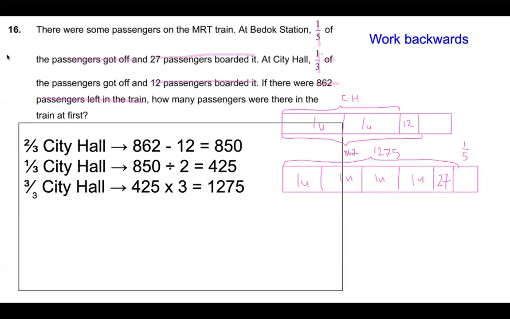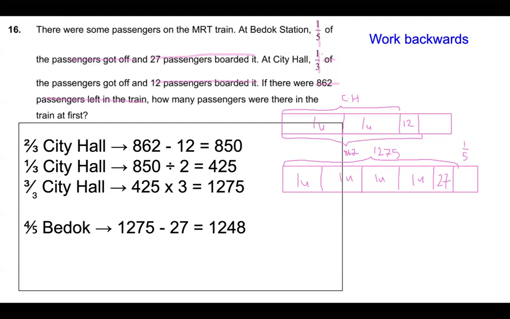Same thing applies because these people boarded. In order for you to find 4 units, you will need to get rid of them because instead of adding, you are working backwards. So you need to remove them from the train. So 4 out of 5 of the people at Bedok will be 1,275, and then you remove the 27 people.